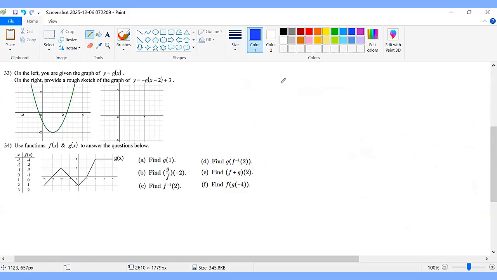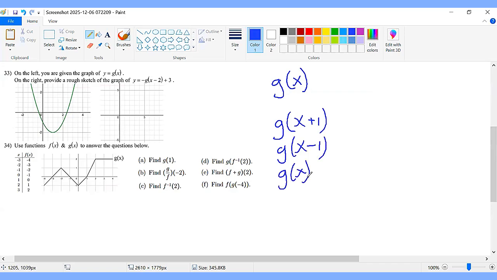So for 33, we need some facts. Let's say you have some equation or some picture called g of x. What would g of x plus 1 do? What about g of x minus 1? What about g of x plus 1 on the outside? What about g of x minus 1 on the outside? What about negative g of x? How do these manipulate the original?